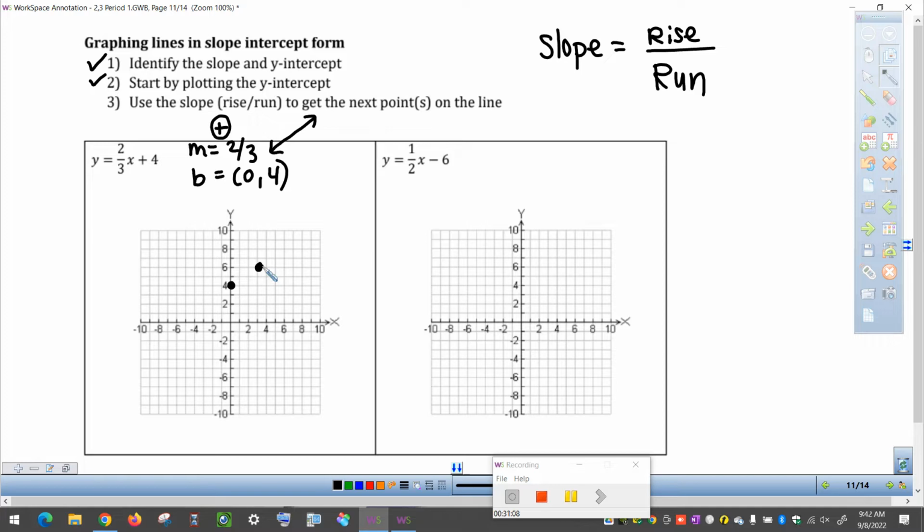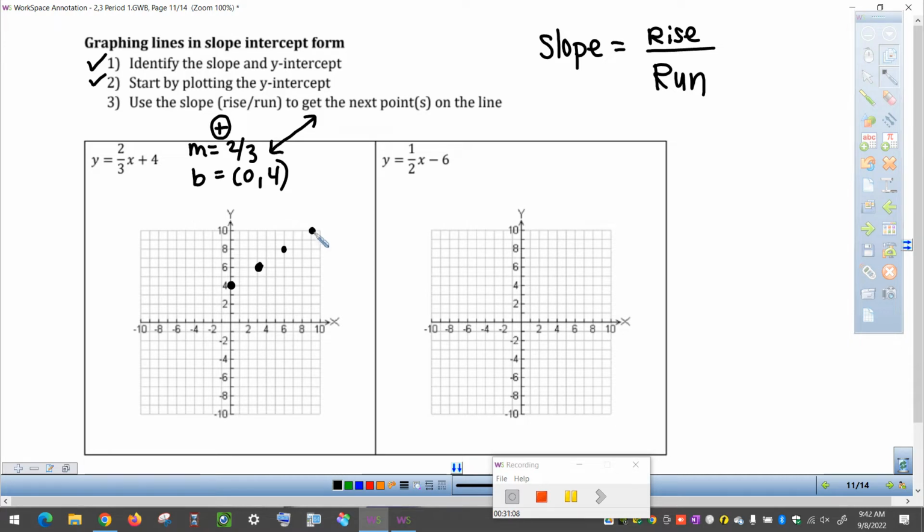Technically, you only need 2 points to graph a straight line. So you could grab a ruler or a straight edge and you're done. If you want to get some more points, you could just continue the pattern. That's what I like to do. I like to do a few more points. So from this one where I ended, I'm just going to do it again. Up 2 over 3, up 2 over 3. I'm just going to go as far as I can go.